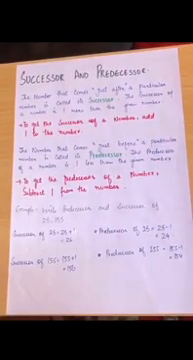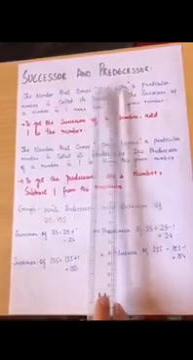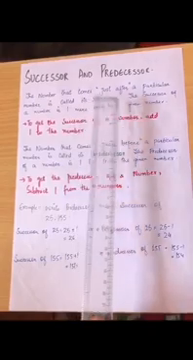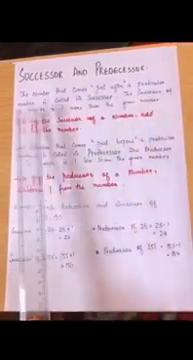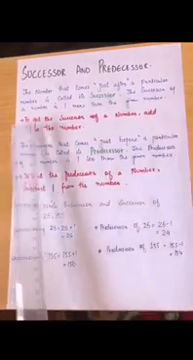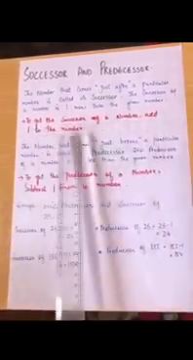Successor and predecessor. Now, the number that comes just after a particular number is called its successor. The successor of a number is one more than the given number. To get the successor of a number, add 1 to the number.